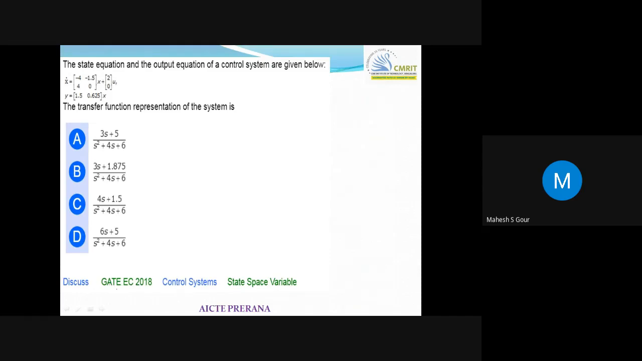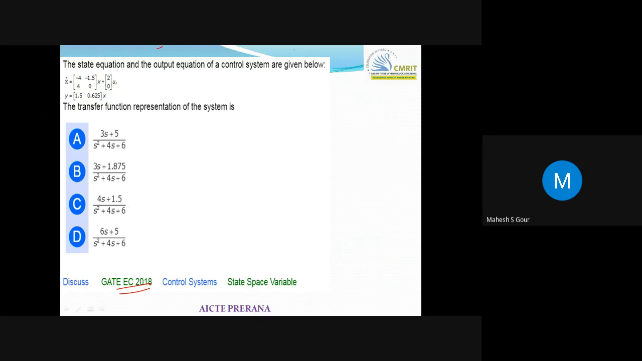This is a GATE 2018 question. Whatever formulas I told you to write, I gave around 7 or 8 formulas, they will solve all the problems of state space analysis. Almost 90 percent of problems it will solve. But if they ask you to convert a signal flow graph to a transfer function, you may make some mistakes.